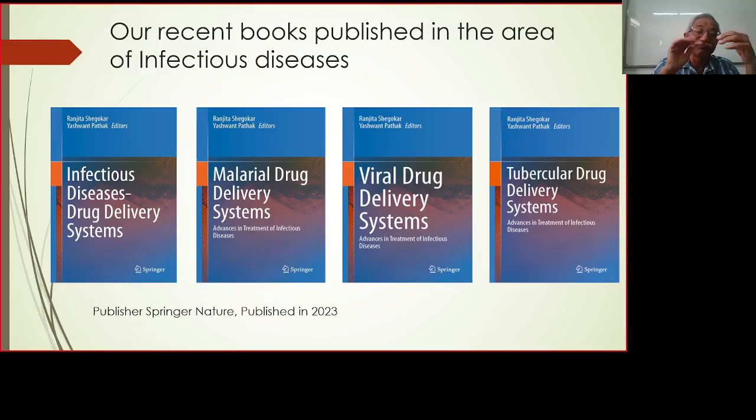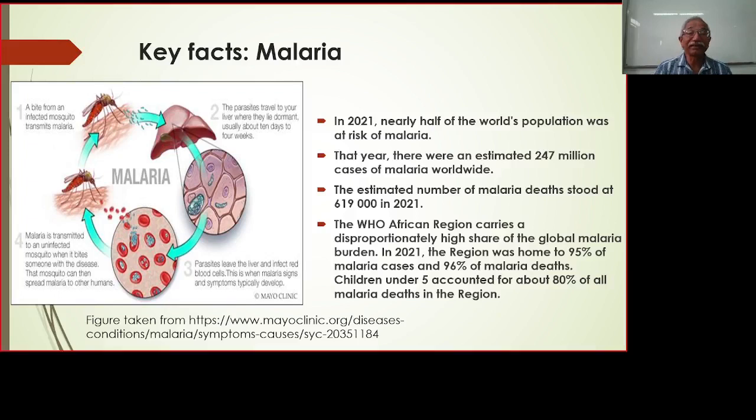So the key facts of malaria are that in 2021, nearly half of the world population was at risk for malaria, and there were an estimated 247 million cases of malaria worldwide, and 619,000 people died because of malaria around the world. The WHO African region carries a disproportionately high share of the global malaria burden. A lot of people in Africa die of malaria. A major chunk of the people who die of malaria are in Africa.